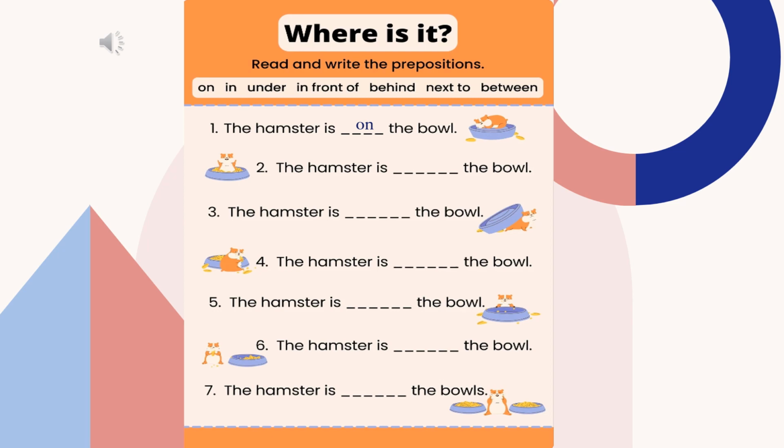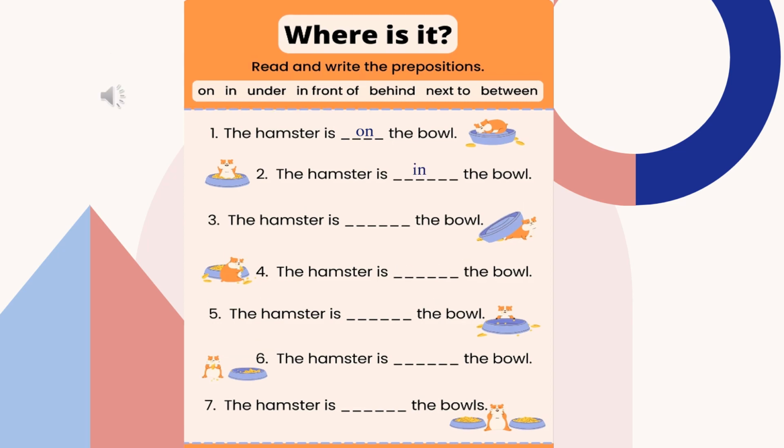Alright, so let's discuss. The first sentence is, the hamster is dash the bowl. And as you can see in the image, the hamster is on the bowl. Now, what will be the answer to the second sentence? That's right. Here the answer will be in. The hamster is in the bowl. The third answer will be under. As you can see, the hamster is down the bowl. Okay, so it will be under the bowl.